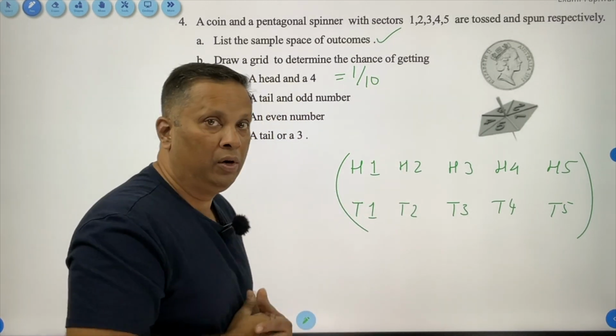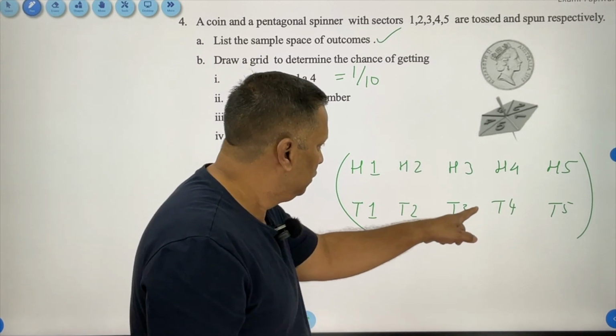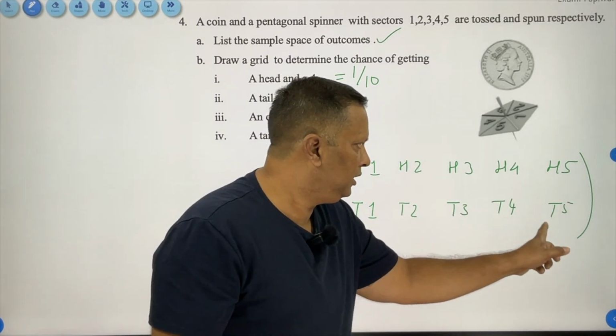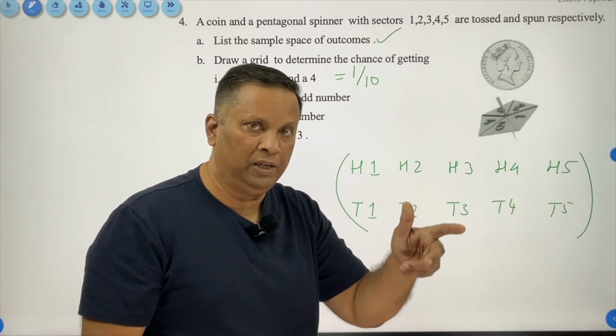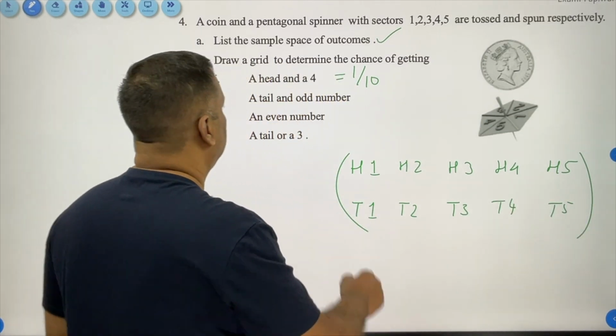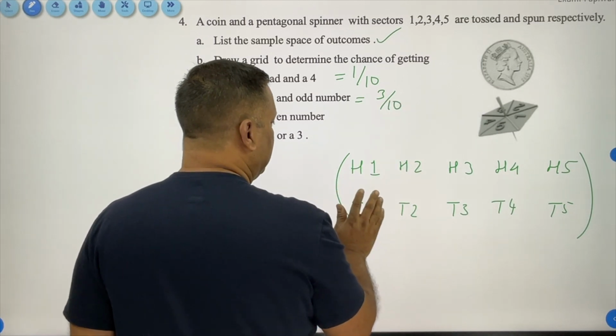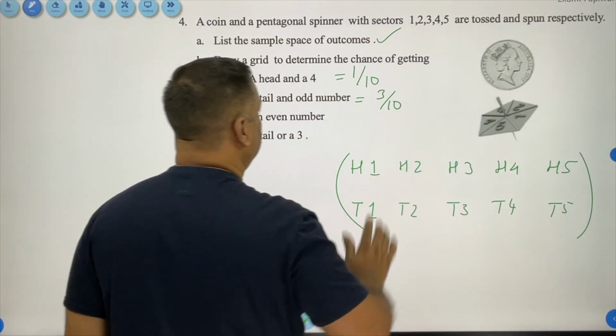A tail and an odd number. Tail and odd number you have 1, 2 and 3. There are 3 places where you get a tail and an odd number. Odd numbers are 1, 3 and 5. So it will be 3 upon 10. 3 places 1, 2, 3 on 10.